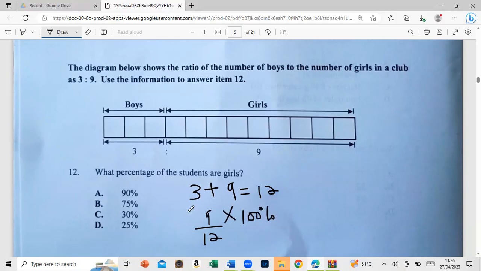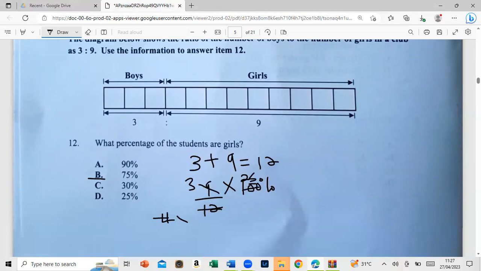Work out this now. 3 into 9 goes 3 times. 3 into 12, 4. 4 into itself 1. 4 into 100, 25 times. So if you multiply 3 times 25, that is 75%. I hope you guys did not choose 90%. Alright.